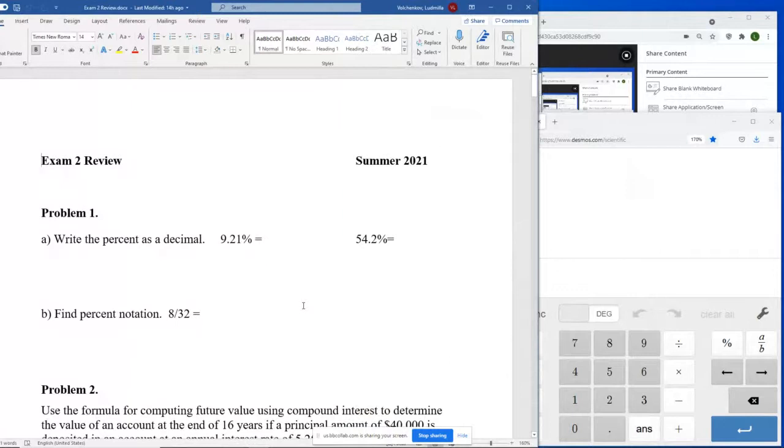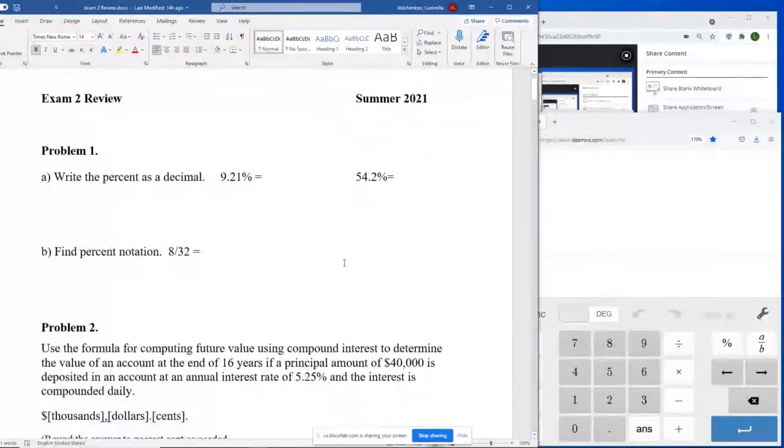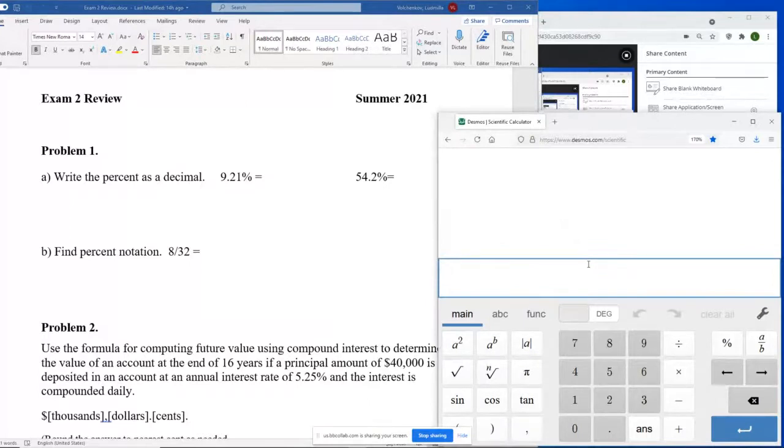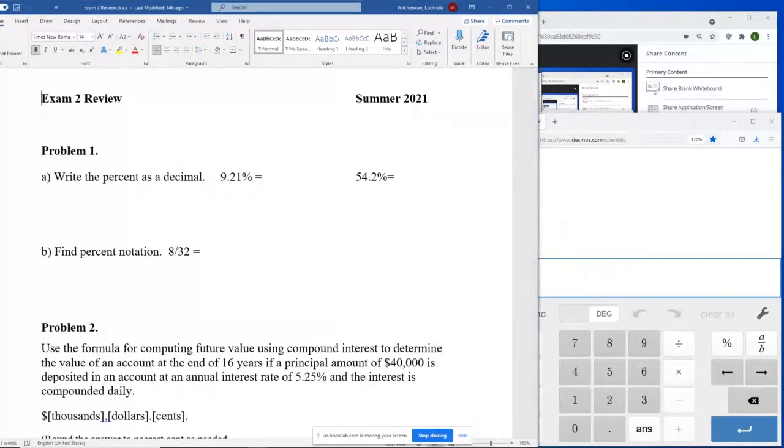Okay, the first question will be just to warm up. Write a percent as a decimal and find a percent notation for a fraction. So you take a calculator, and, okay, you don't need a calculator for the first part. Write a percent as a decimal.